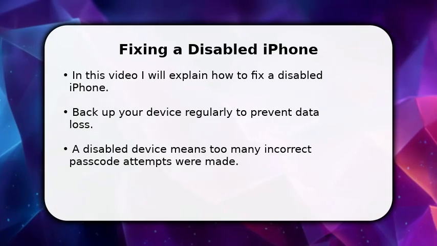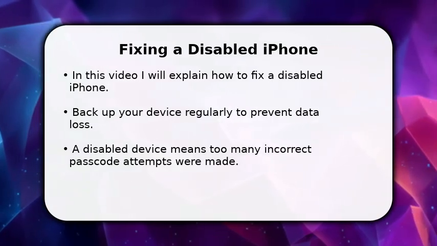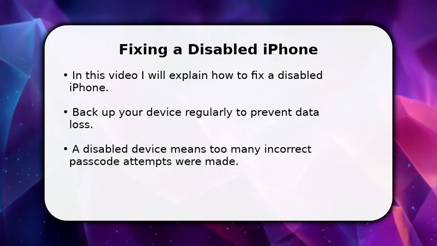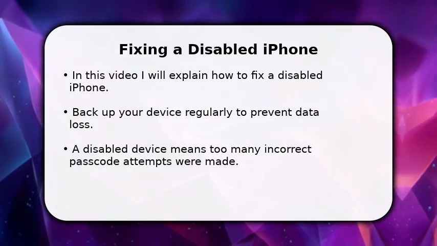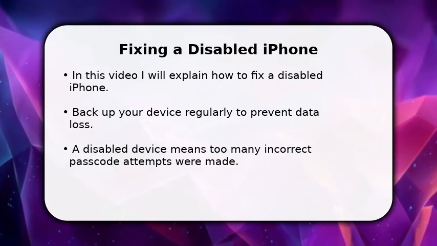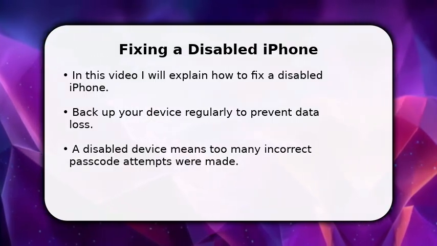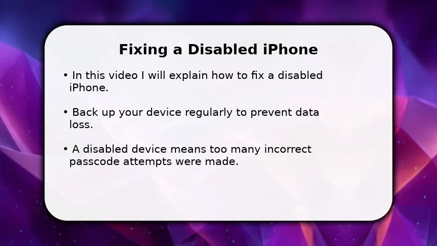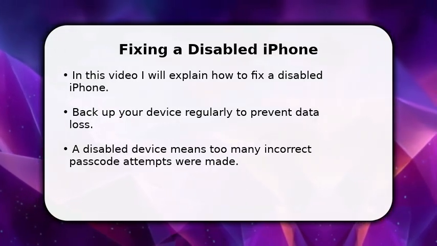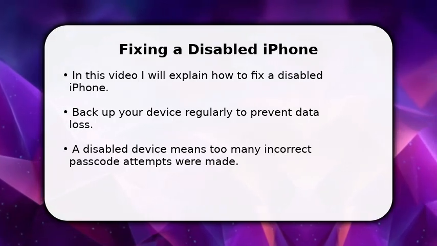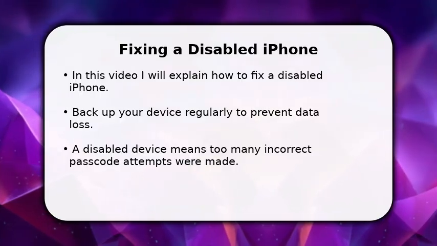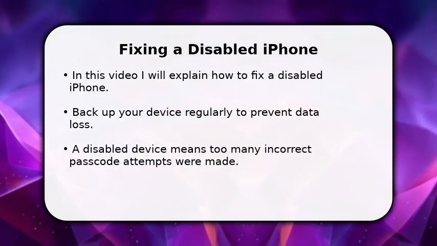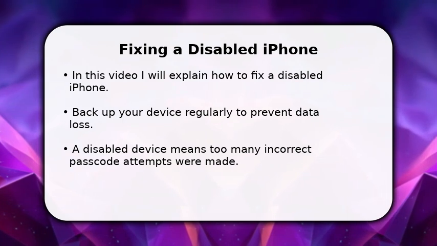Enjoy the video. In this video, I will explain how to fix a disabled iPhone. First, ensure your device is connected to a computer with iTunes or Finder installed. This is crucial for the restoration process. If you haven't backed up recently, some data might be lost, so always try to keep current backups. A disabled device means you've entered the wrong passcode too many times, typically 10 incorrect attempts, locking you out completely.